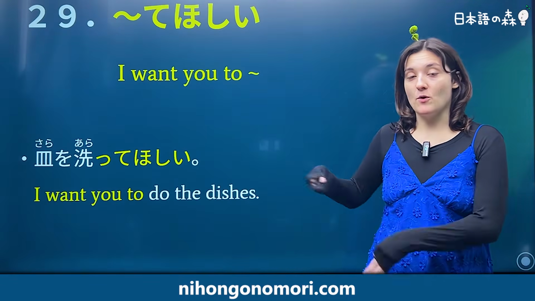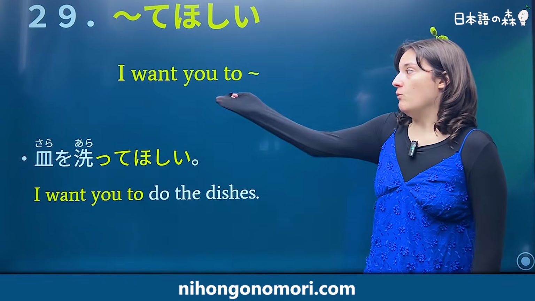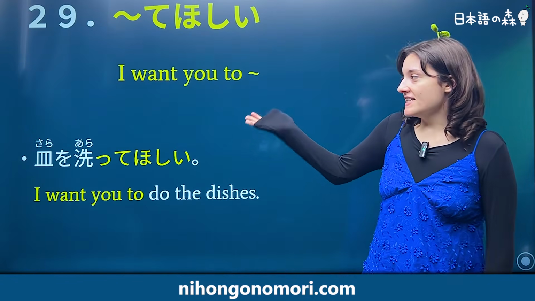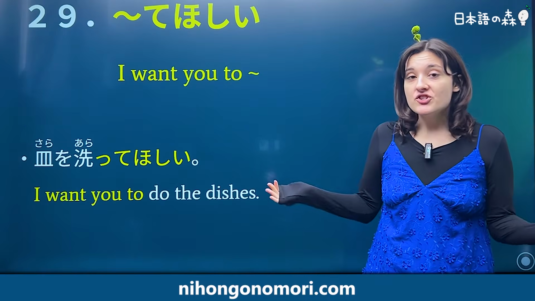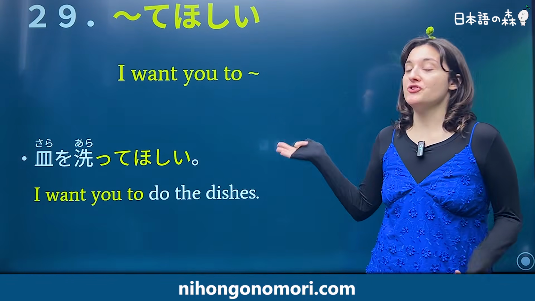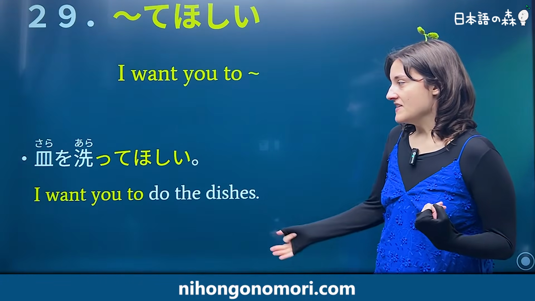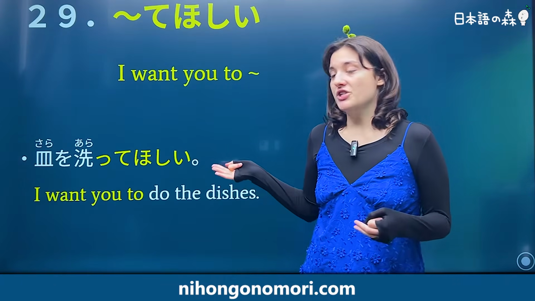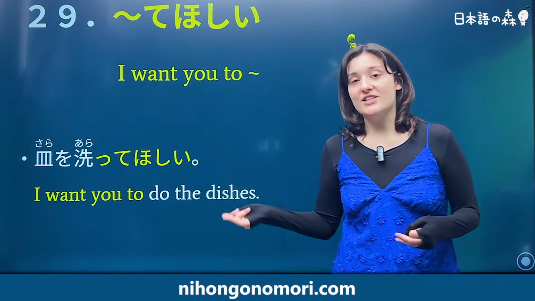Te hoshi or te hoshi desu. I want you to blank. This is how you express the wish or the desire that somebody will do a certain action. In this case, we have sara o aratte hoshi. I want you to do the dishes.